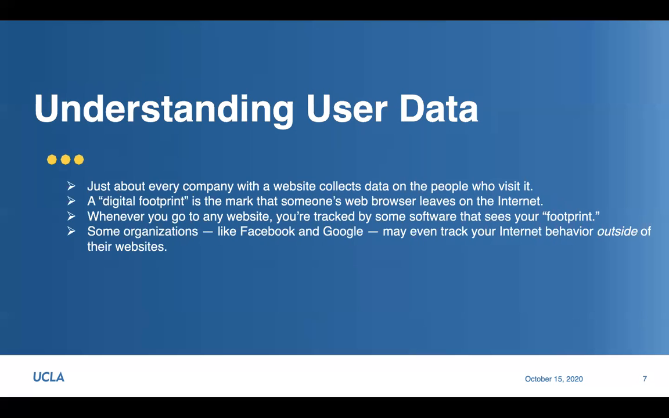And some organizations like Facebook and Google might even track your internet behavior outside of the websites. So have you ever seen the movie The Social Dilemma? It's a really good one on Netflix right now. I would recommend you highly watching it. It talks about how these big tech corporations use your data.